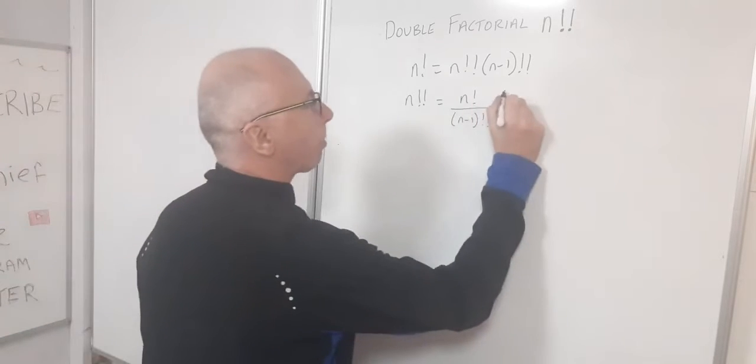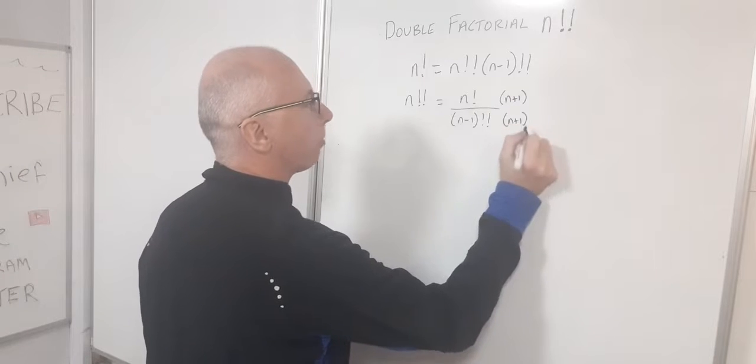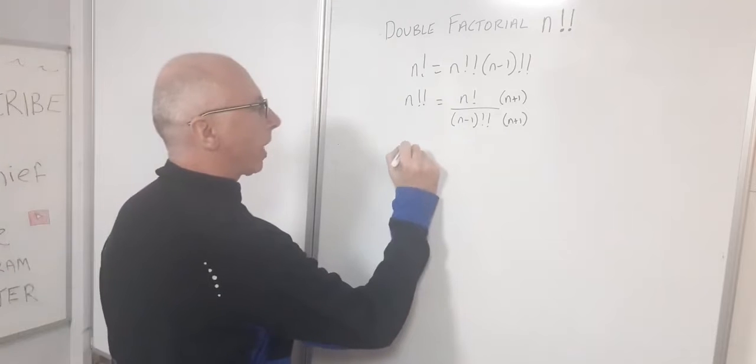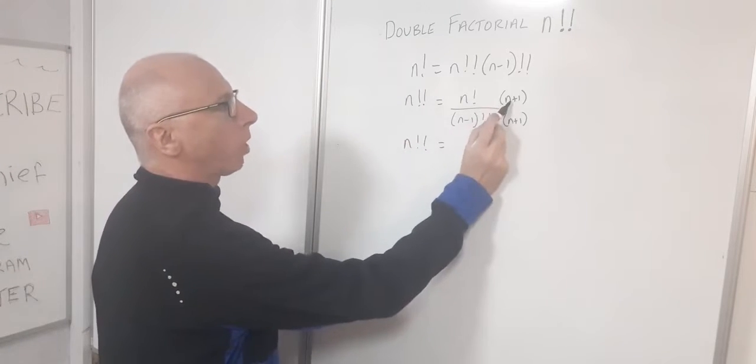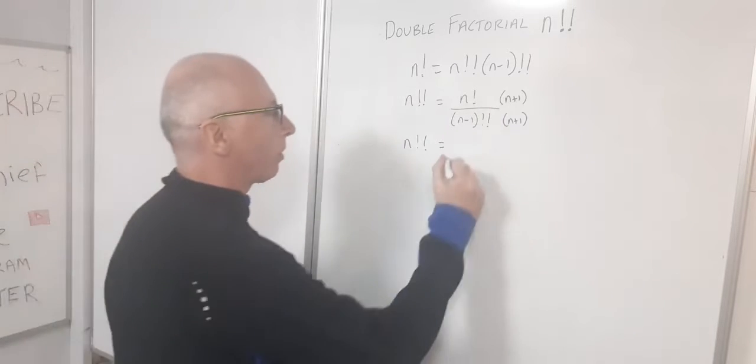Why don't we multiply both sides by n plus 1? Let's see what we can get there. So then we get n double factorial equals, well, n plus 1 times n factorial. That's just the same as n plus 1 factorial.